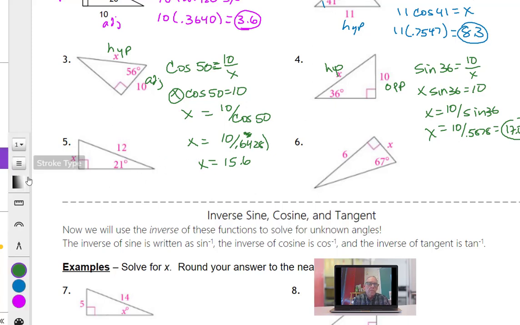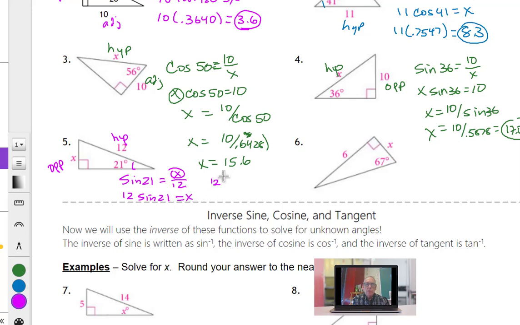Let's look at number 5. 21 is our reference angle. X is the opposite. 12 is the hypotenuse. We have opposite and hypotenuse, that's a sine ratio. Sine 21 equals opposite, which is x, over hypotenuse, which is 12. Get x by itself, multiply both sides by 12. 12 times sine 21 is going to be x.